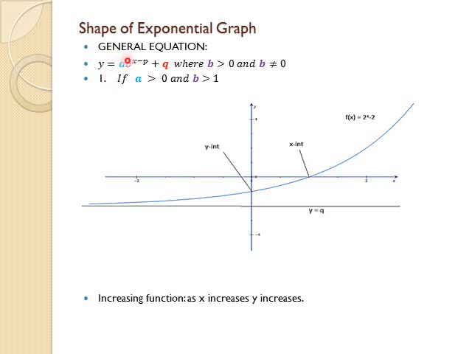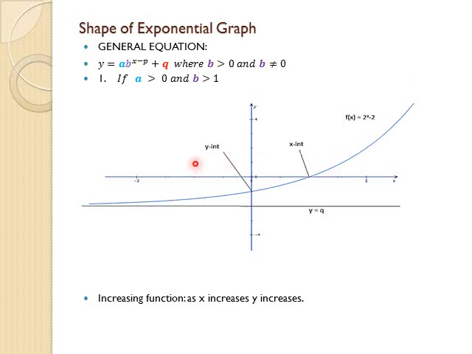So, general equation for exponential graph or exponential function, y equal a times b to the power x minus p plus q. B must be greater than 0 and b cannot equal 1. Right, so number 1, if that a value is a positive value, a greater than 0, and b is a positive value bigger than 1, then my graph shape will always go from the left. It will start in the left and rise towards the right of the Cartesian plane.